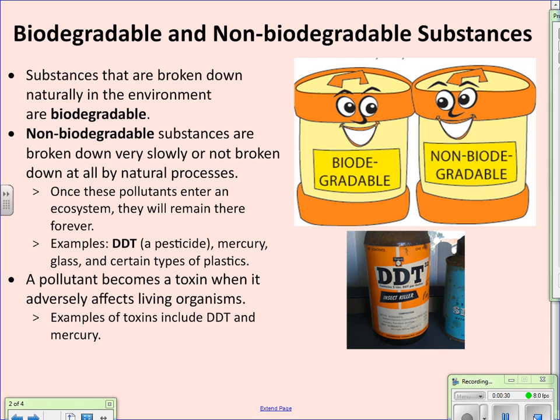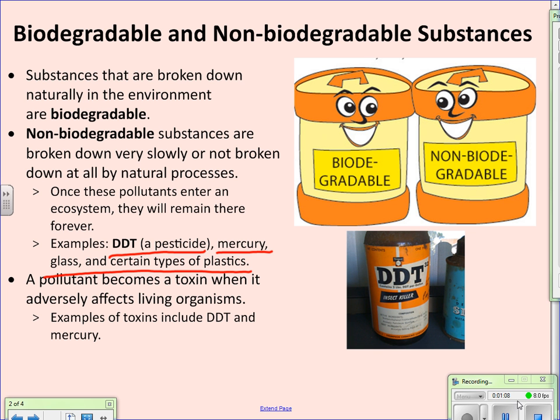Non-biodegradable substances are either broken down very slowly or they're not broken down at all. And these can be known as pollutants. For an example of a pollutant, something like DDT, which is a pesticide we're going to talk about, and I'll show you an example, is a good example because it breaks down very slowly. Mercury, remember, is a metal, and it's another substance that can be broken down very slowly. And some common household ones include things like glasses and certain types of plastics.